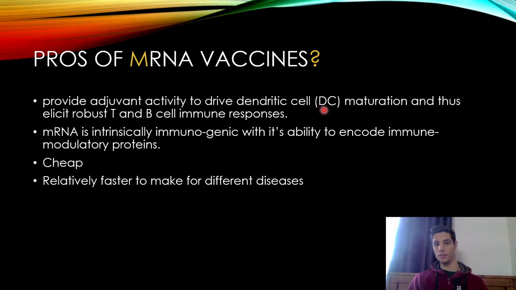They're really good when they show on dendritic cells, and they drive their maturation and thus elicit robust T and B cell immune responses, as you can see here. mRNA is also intrinsically immunogenic with its ability to encode immune modulatory proteins. So usually when they make the mRNA sequence, they also add the sequence for some immune modulatory proteins, which basically makes the immune system go a little haywire.